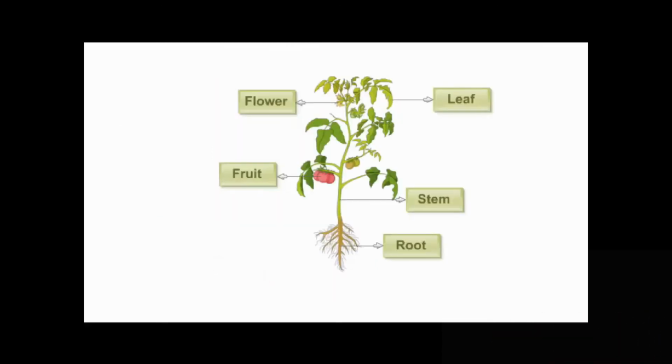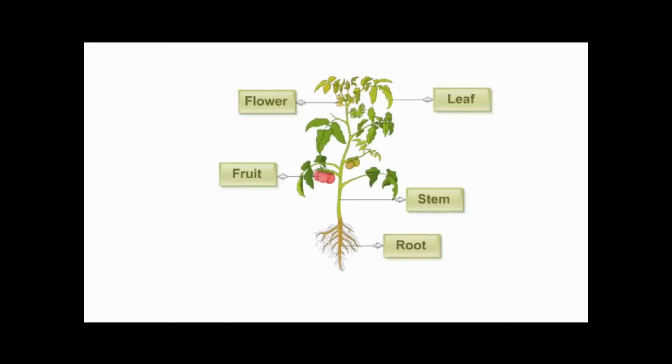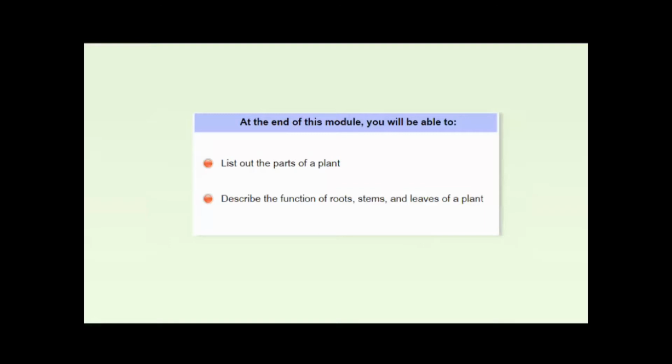Now that you're familiar with different parts of a plant, let's learn more about roots, stems, and leaves in this module. At the end of this module, you will be able to list out the parts of a plant and describe the functions of roots, stems, and leaves of a plant.